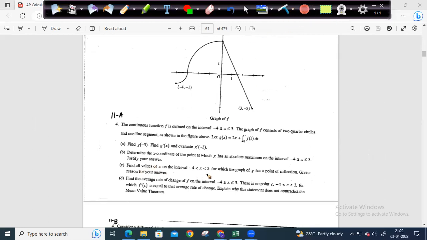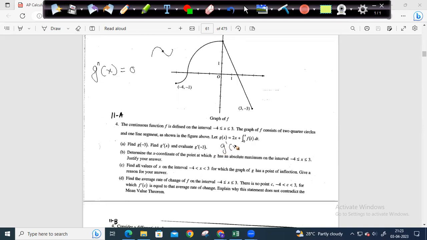For all values of x on the interval for which the graph of g has a point of inflection, we clearly know the meaning of point of inflection. A point of inflection means the curve is changing from concave up to concave down, or vice versa, or f''(x) is 0. Here g''(x) should be 0. So g''(x) should be 0.